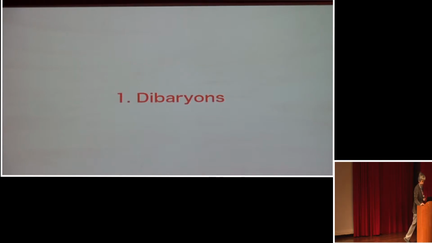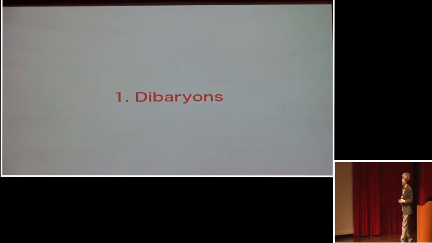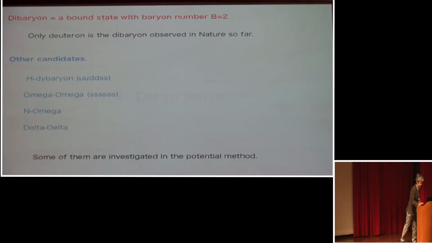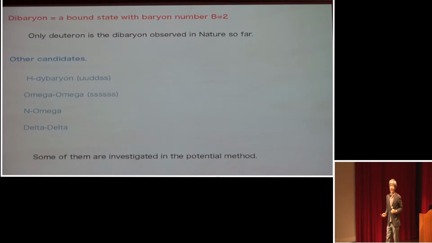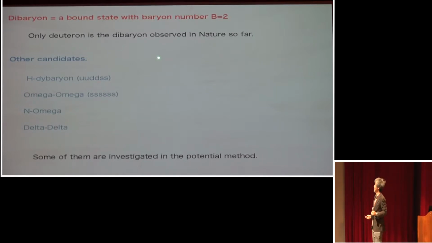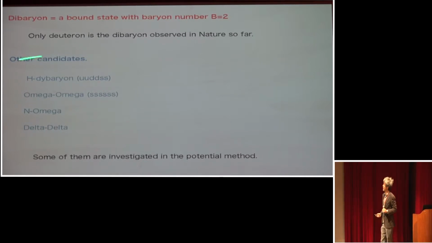Skip this. So I will give some recent results. One is some di-baryon search. A di-baryon is of course a bound state with baryon number 2. And in nature, only the deuteron is observed as a di-baryon so far. There are several other candidates.